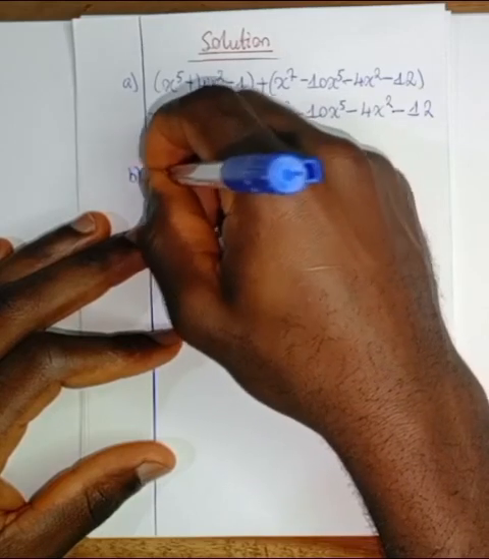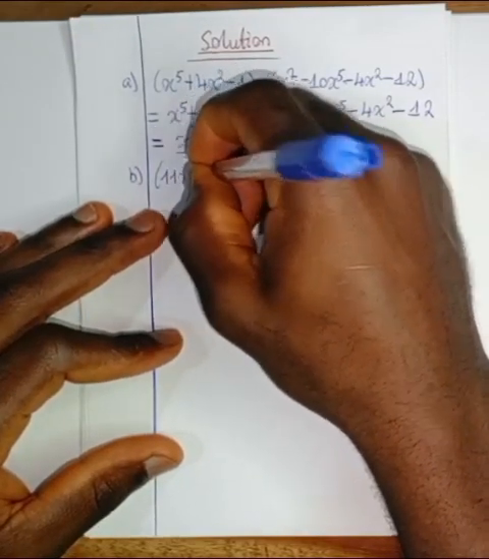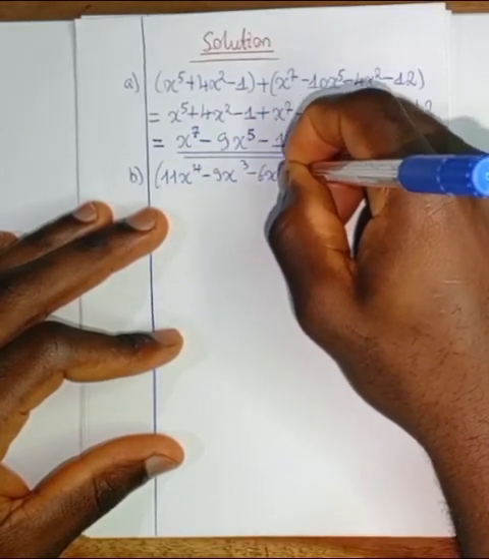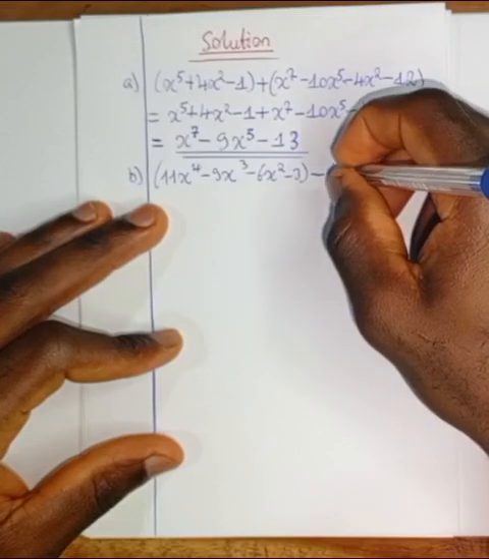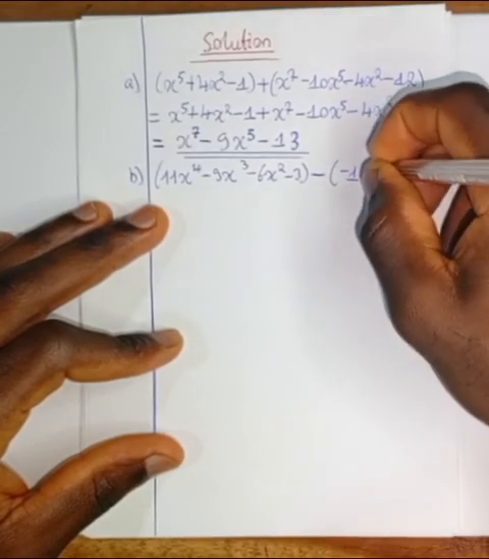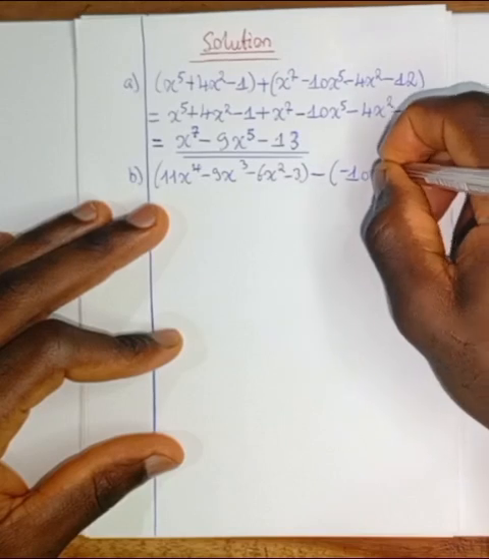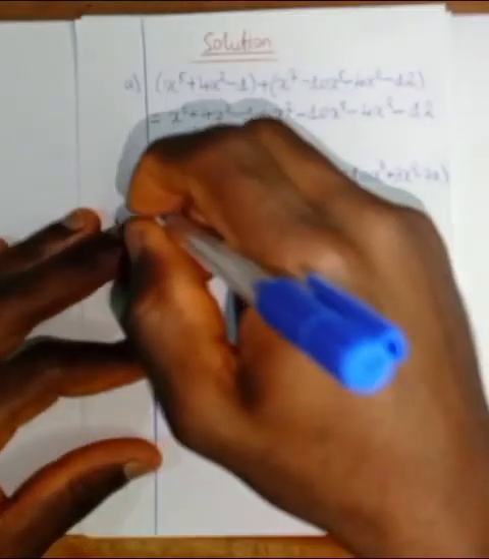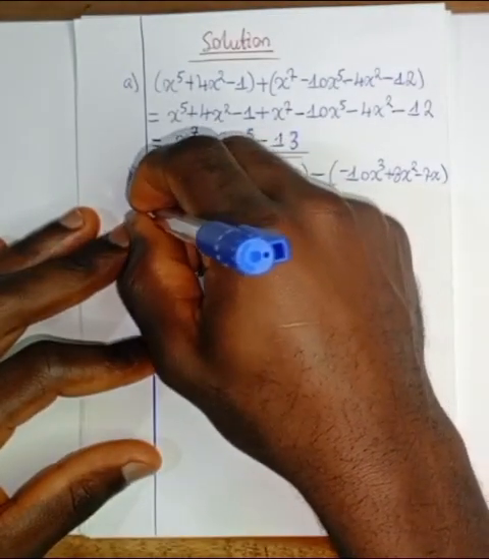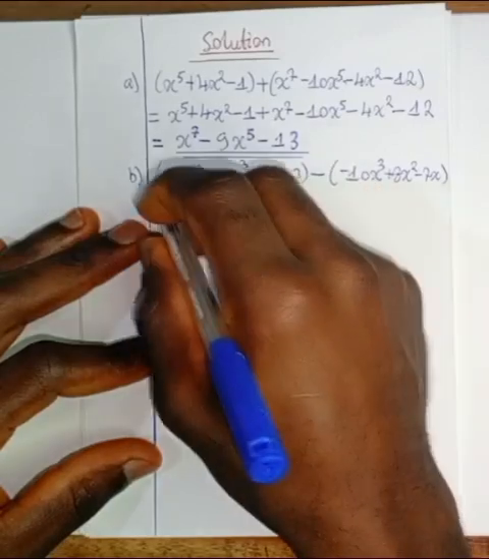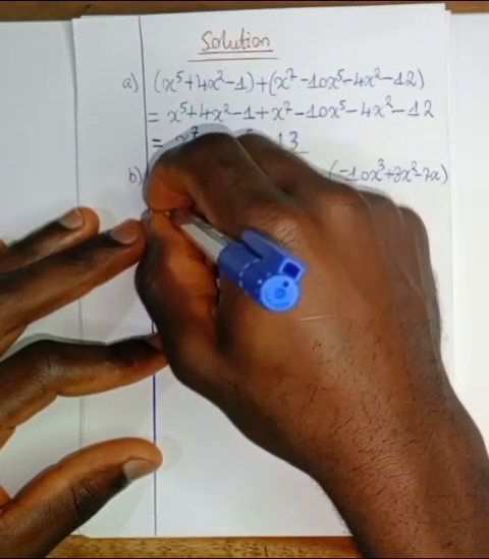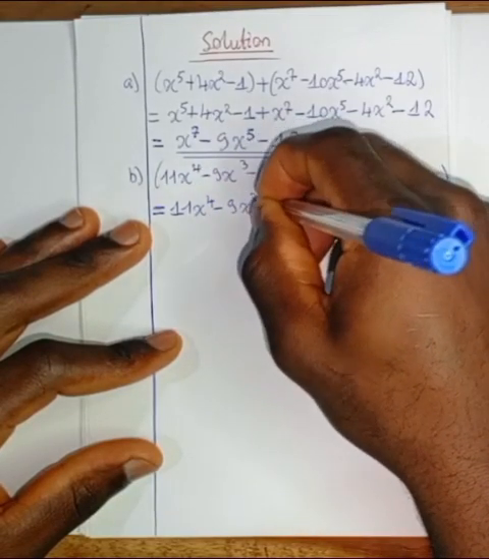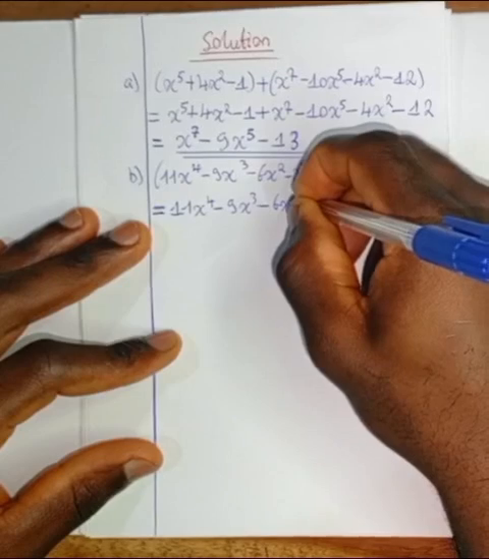For B, we have 11x to the power 4 minus 9x cubed minus 6x squared minus 3, minus negative 10x cubed plus 8x squared minus 7x. This will simply be equal to, here we know the coefficient is 1, so we are going to take off the brackets. 11x to the power 4 minus 9x cubed minus 6x squared minus 3.